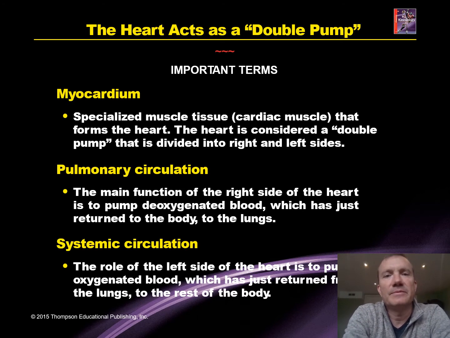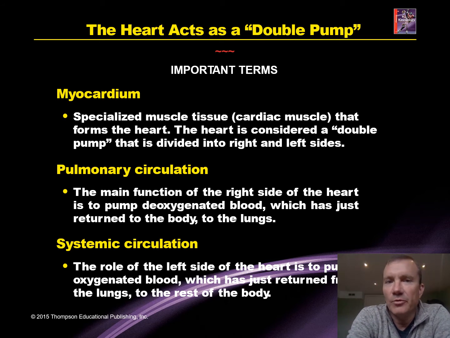First, let's talk a little bit about the heart. The heart is actually a double pump, okay? Think about a double pump because it pumps blood to two different places. It's going to pump the blood to your lungs, but it's also going to pump the blood to the rest of your body. So it's got a double pump.